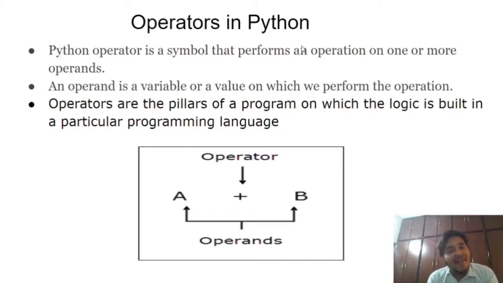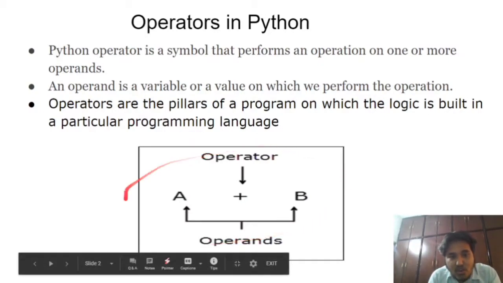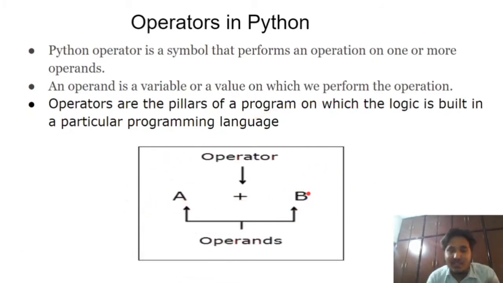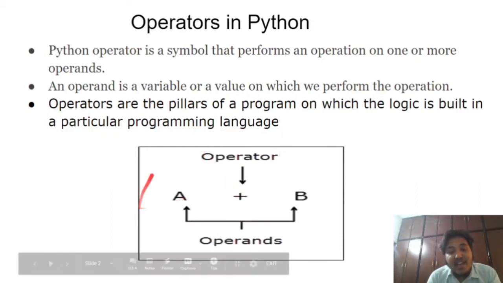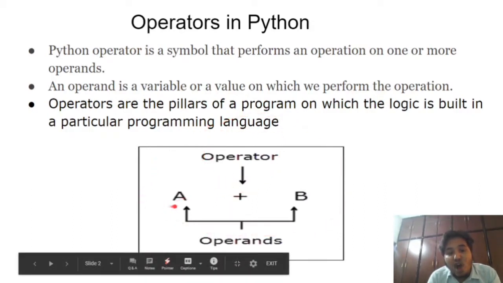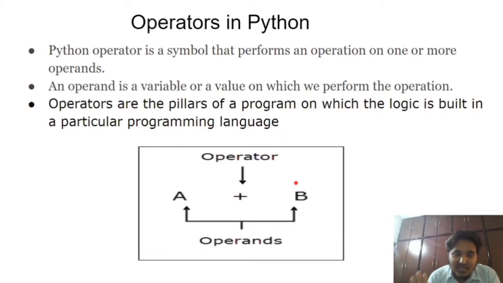What are operands? Let us take this example, guys. In this example, A comma B are called operands. This plus is called the operator. The operands plus the operator, this is performing an operation. Are these three terms clear for you?